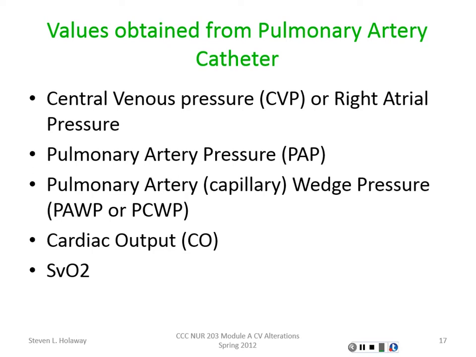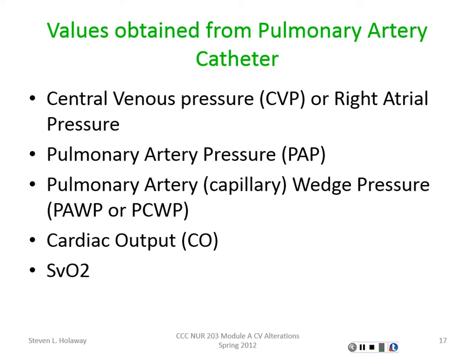Your pulmonary artery pressure is measured through the yellow port. The yellow port actually ends right at the very end. It's the distal tip of this portion. That is where we actually measure the pulmonary artery pressure, and we also measure the pulmonary artery capillary wedge pressure. Same port. There's a different way to measure them, and we'll talk about that more. You can also measure cardiac output.